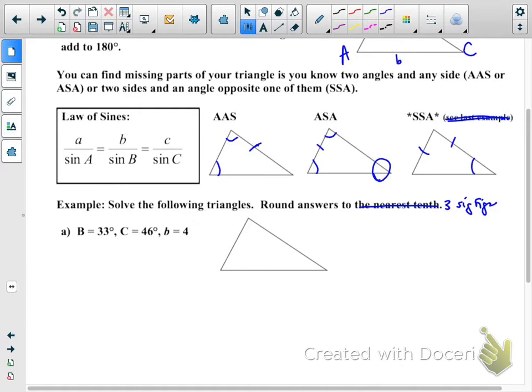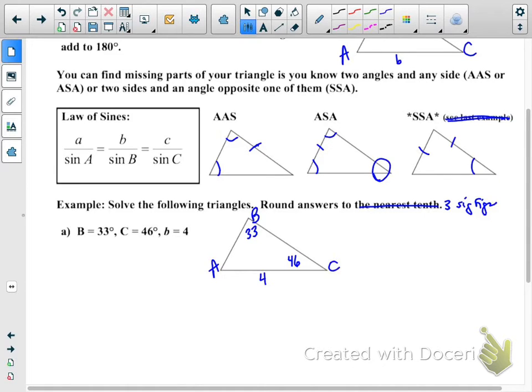Okay, so A, B, C, I just kind of like labeling mine like that. And you can draw your triangle however you want to. I know this triangle looks like it's a right triangle. That's just because that's what I had to choose from in Word. So it's not a right triangle, okay? This we're going to say is 33. This we're going to say is 46. Little letter B is 4. Now, you don't have to draw a picture. Law of sine is pretty easy to set up.